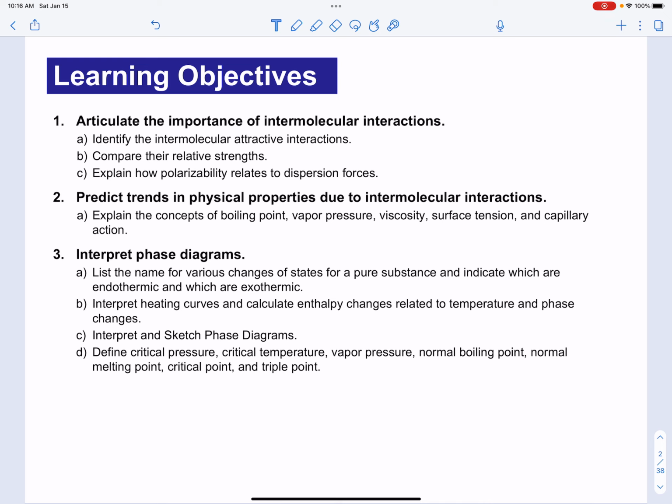And then once we understand that, we're going to be able to draw a heating curve, and we're going to be able to calculate the heat or the enthalpy involved in all these changes. From there, we're going to go to phase diagrams, which allow us to understand the relationship between pressure and temperature in terms of the states, solid, liquid, gas. And to do that, we're going to understand what the critical pressure, critical temperature, vapor pressure, normal boiling point, normal melting point, and so on are.